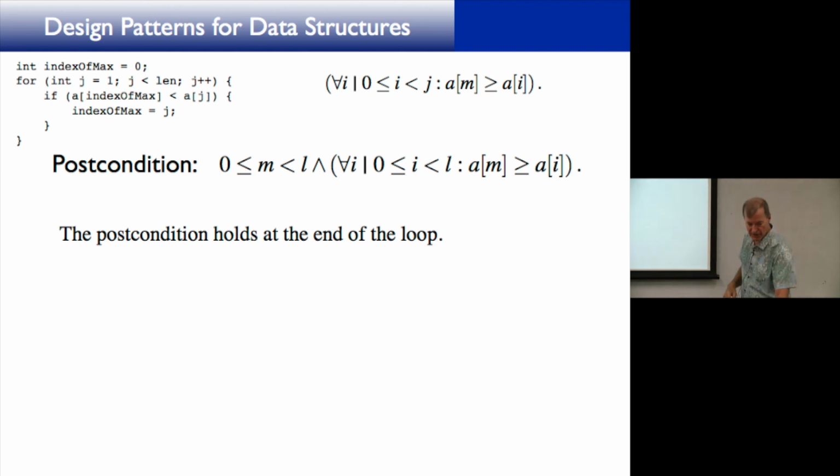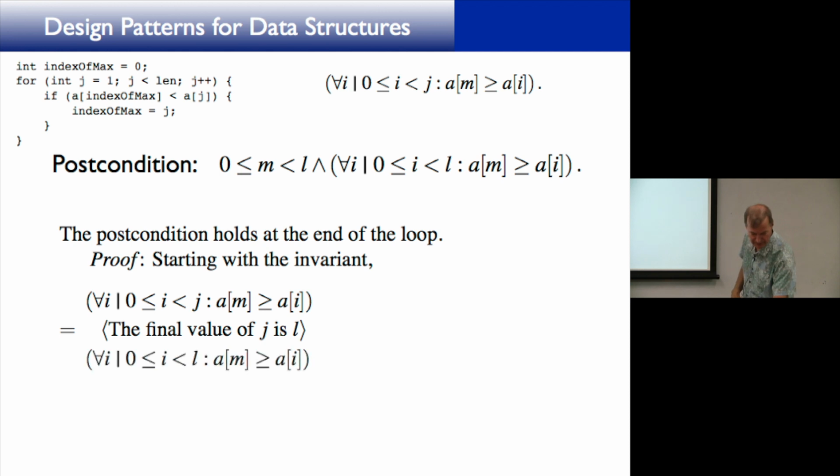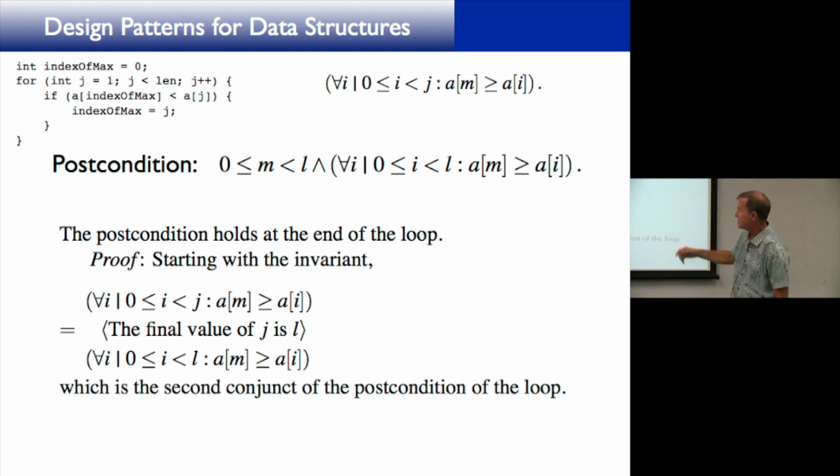That's at the end. So all you have to do is write down, starting with the invariant, and then you say the final value of j. In the end, what's the final value of j? It keeps going up, up, up, and then finally when it breaks out of the loop, it's one more, so it's L. So you plug in L, and that is that post condition. All right? There's two parts, and then there's two conjuncts.